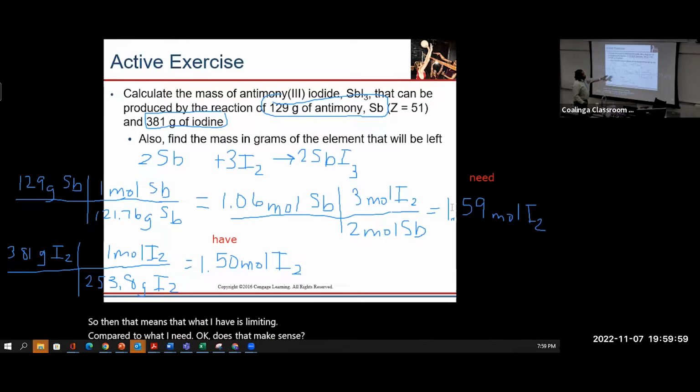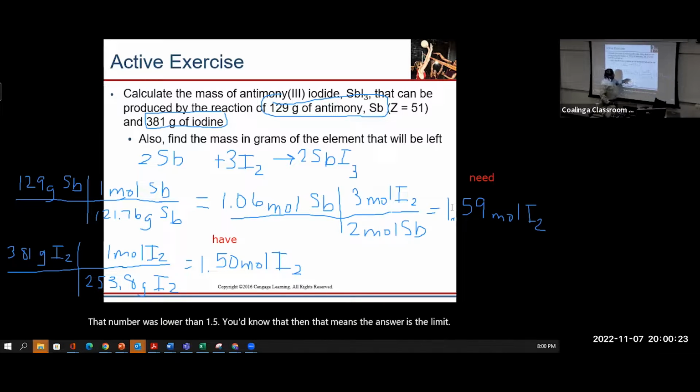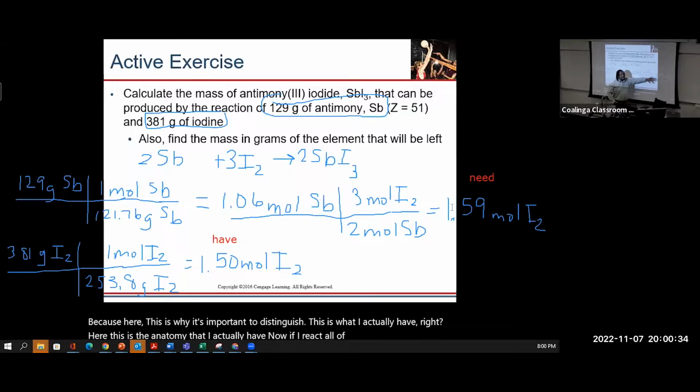Because here, this is how much anthony I have, right? So if I use up all of my anthony, this is how much iodine I'm going to need to react with. If that number was lower than 1.5, then that means the iodine would not be the limiting one. Here, this is why it's important to distinguish. This is what I actually have, right? Here, this is the anthony that I actually have. Now, if I react all of my anthony, this is how much iodine I would need to react with all of that anthony. Okay?